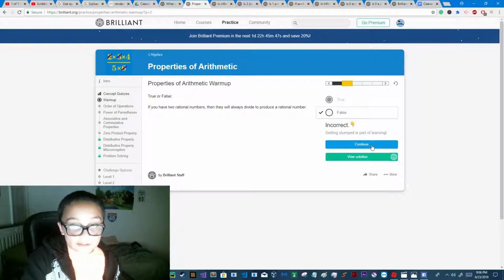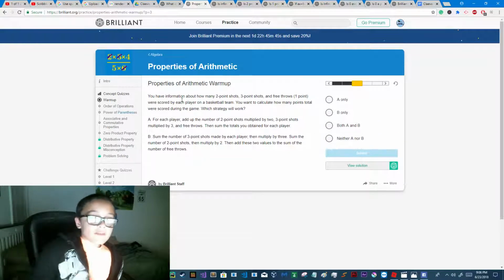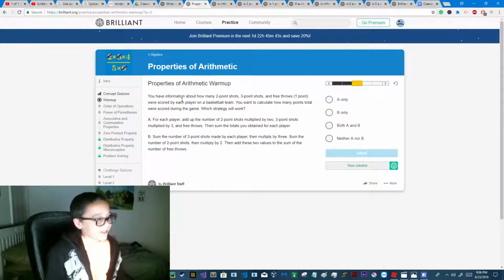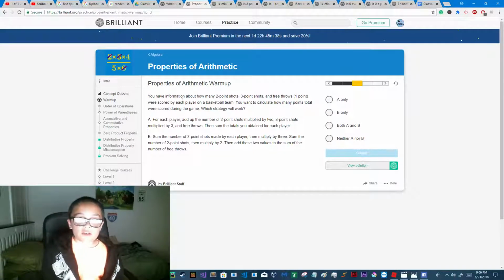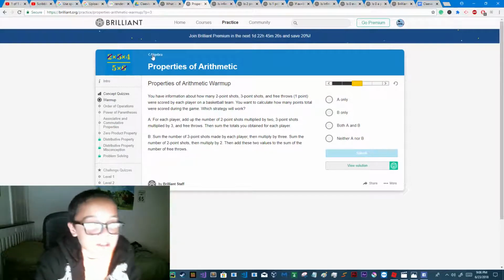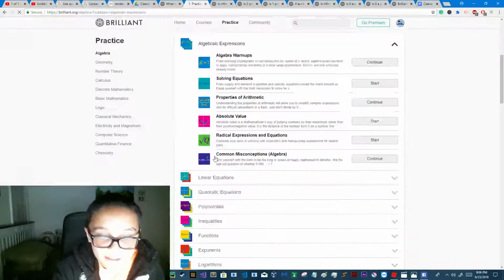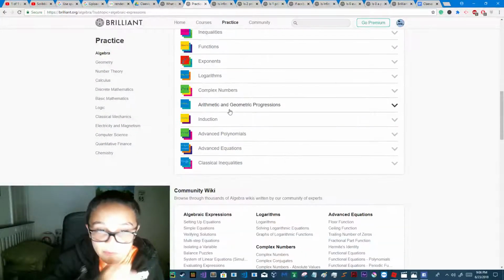It's false? Okay, it's kind of confusing. You have information about how many 2-point shots, 3-point shots, and free throws are scored by each player on the basketball team. You want to calculate how many points total were scored during the game. Which strategy will work? Okay, I'm not going to do this either. It's quite difficult. It's not even what they wanted it to be.